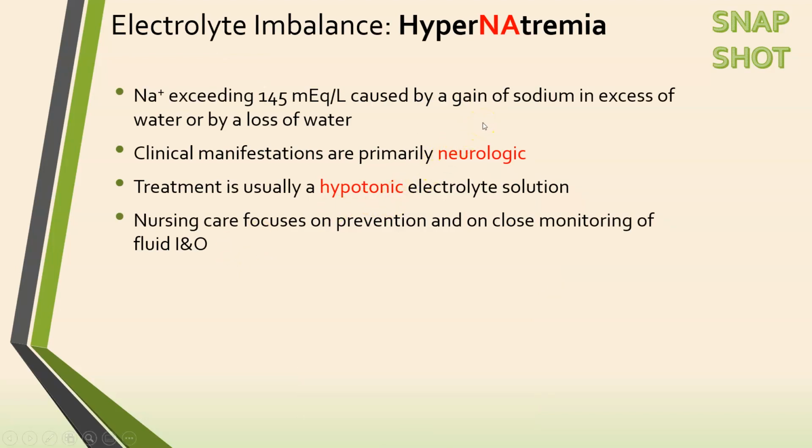Now on the flip side, we're going to talk about hypernatremia. The snapshot of this is basically when sodium exceeds 145 milliequivalents per liter, caused by a gain of sodium in excess of water or by a loss of water. Clinical manifestations are primarily neurologic. Treatment is usually a hypotonic electrolyte solution, and nursing care focuses on prevention and on close monitoring of fluid, eyes, and nose.